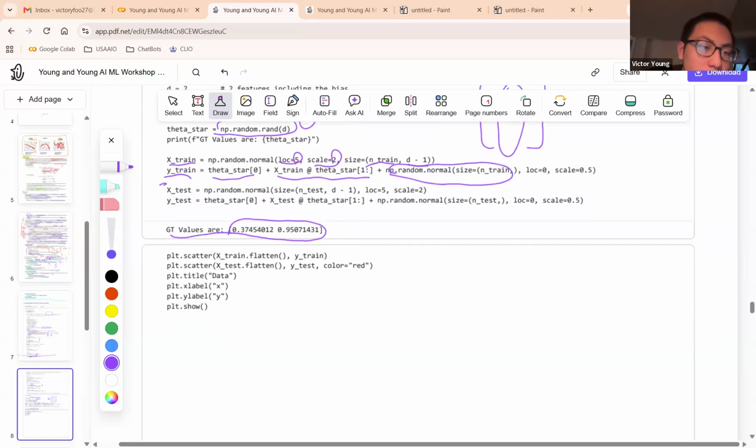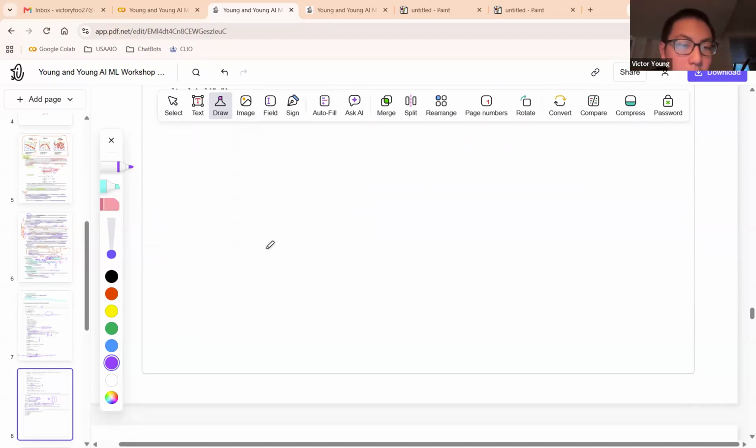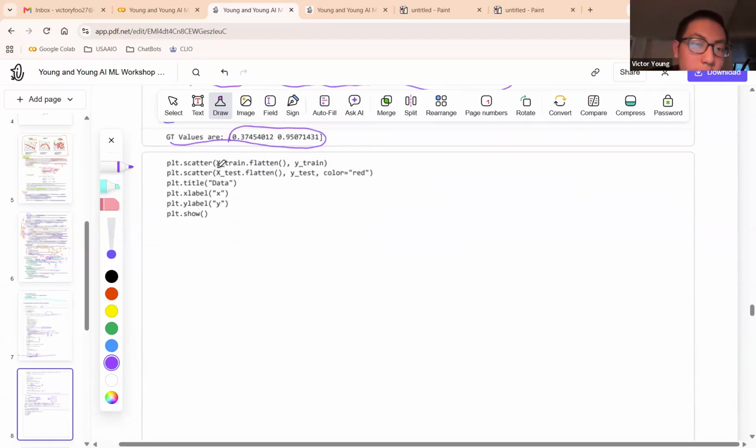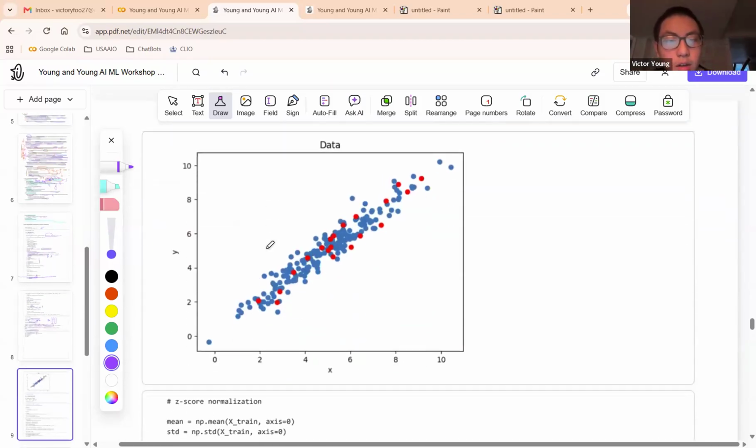Let's do the same thing for X test and Y test. So here's the ground truth Y test. So that's what we want to predict later. Okay. So now let us plot the X train and the Y train and the X test and the Y test. You can see here.